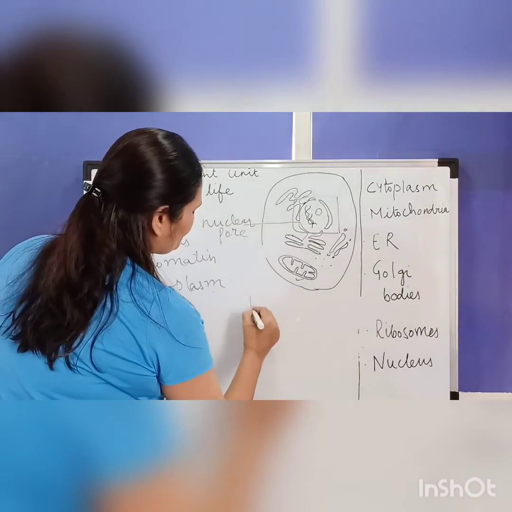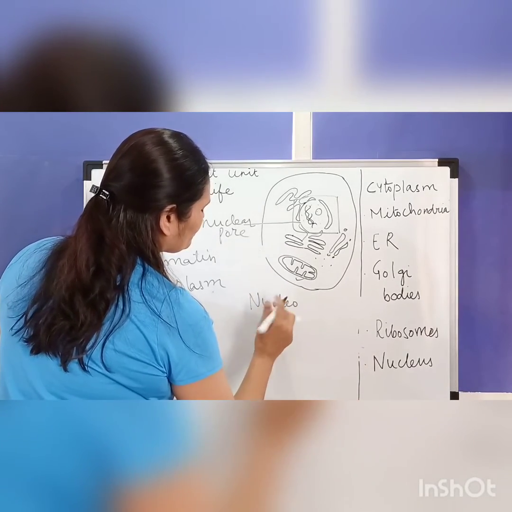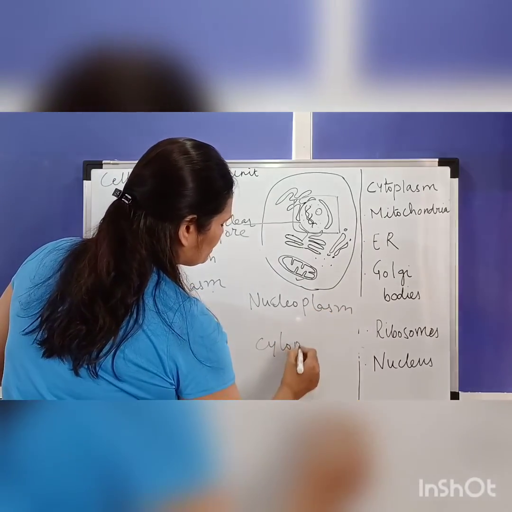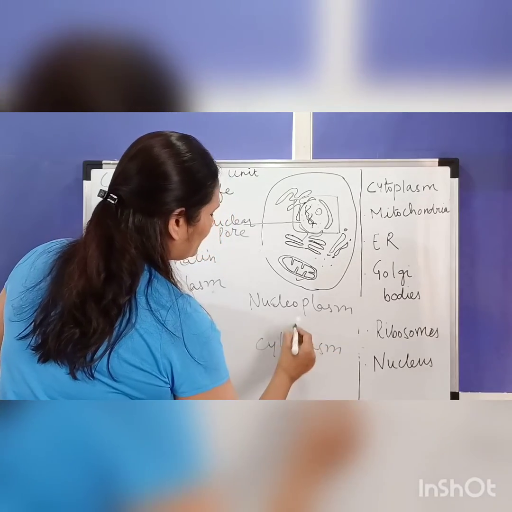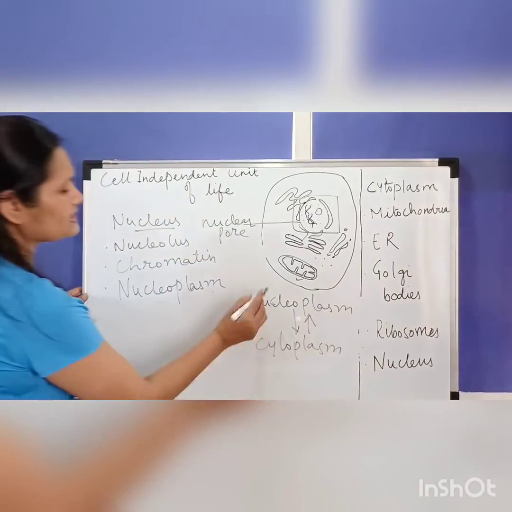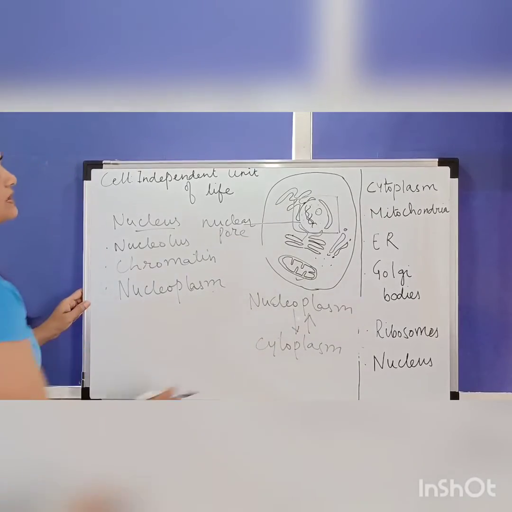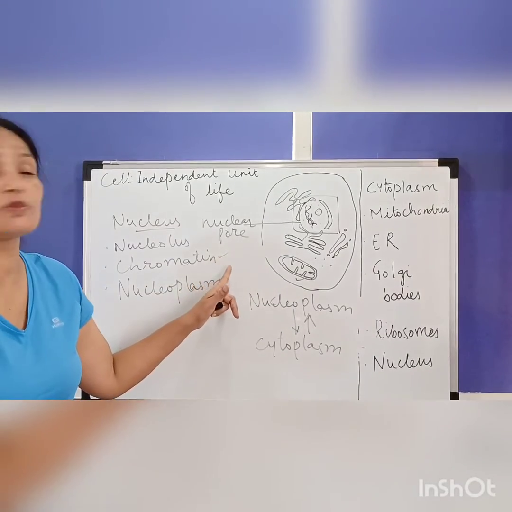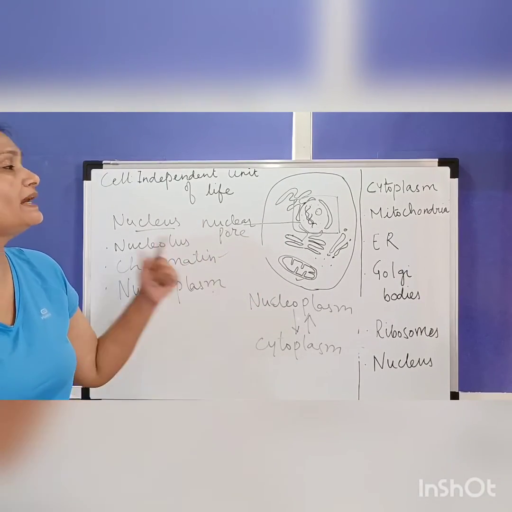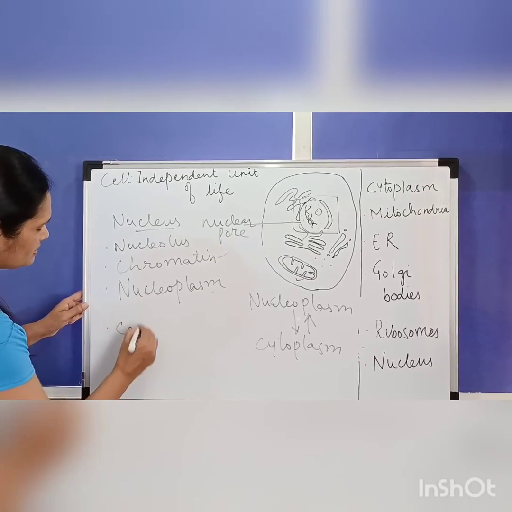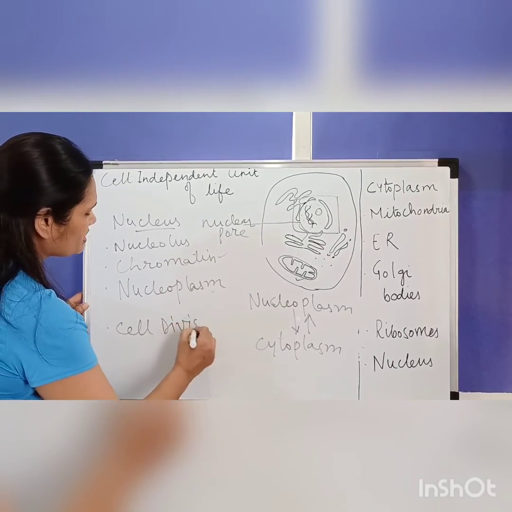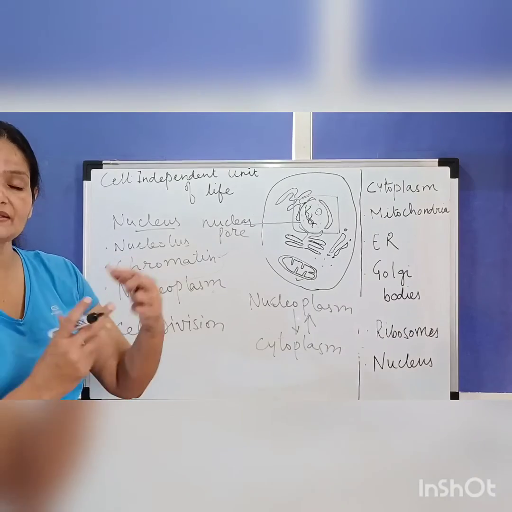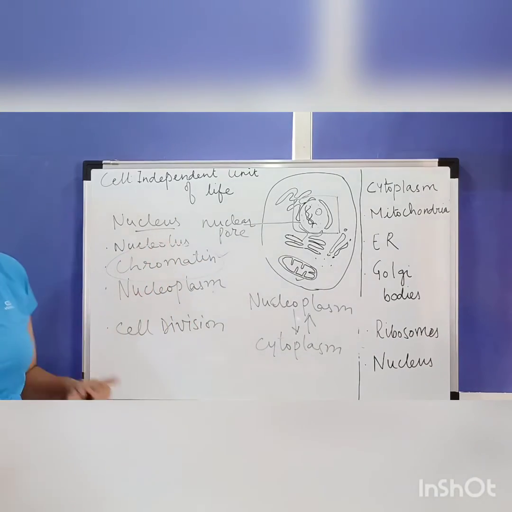Between nucleoplasm and cytoplasm, the transport of substances keeps on taking place. This chromatin network is what forms the chromosomes. How does it form the chromosomes? At the time of cell division, this chromatin network condenses, comes very close together and forms the chromosome.